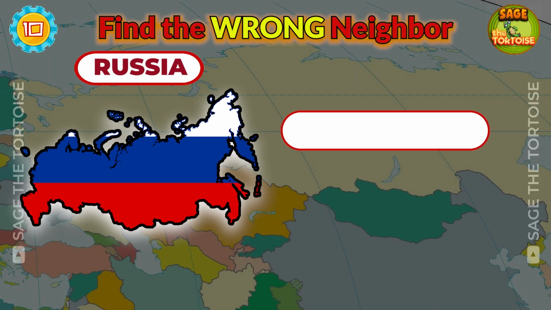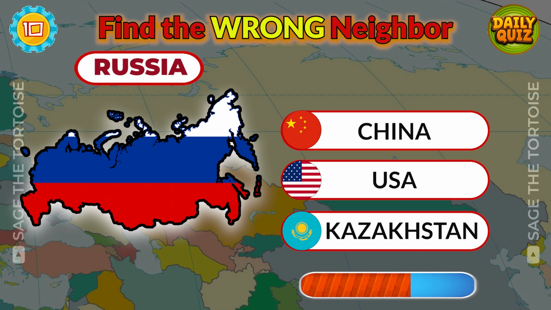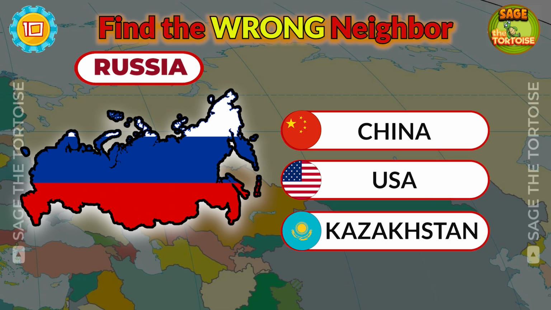Russia borders China, the USA, and Kazakhstan. Which one is wrong? The answer is USA.